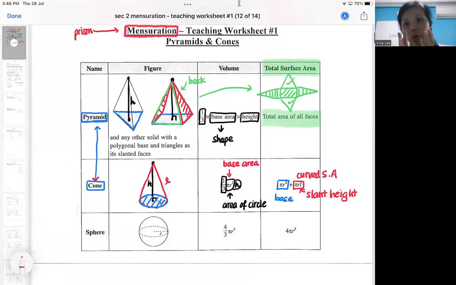If you eat a cone, you know the crispy cone, the cone that they put one scoop of ice cream on, there's no base because it's hollow. The part that you are eating, that's the cone, the slanted, curved surface area. You know the crispy, crunchy part? That one is the curved surface area. So the formula will be pi r l.